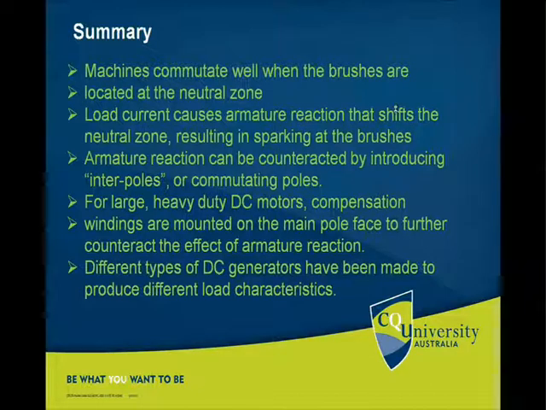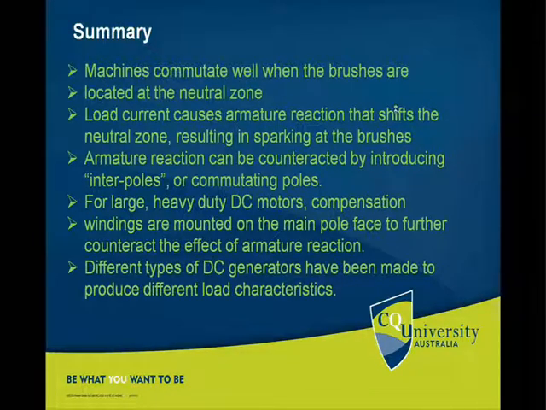That brings us to the summary. So what we discussed: machines commutate well when the brushes are located at the neutral zone, and the load current causes armature reaction that shifts the neutral zone, or the magnetic neutral, resulting in sparking at the brushes. Armature reaction can be counteracted by introducing interpoles or commutating poles.